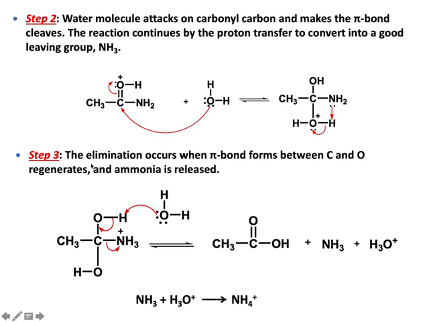So step 3, we want to eliminate. Eliminate means that we want to form the double bond here between C and O. It regenerates C double bond O, and ammonia is released. So it becomes C double bond O OH. The OH in here becomes C double bond O, so this hydrogen is abstracted by water.